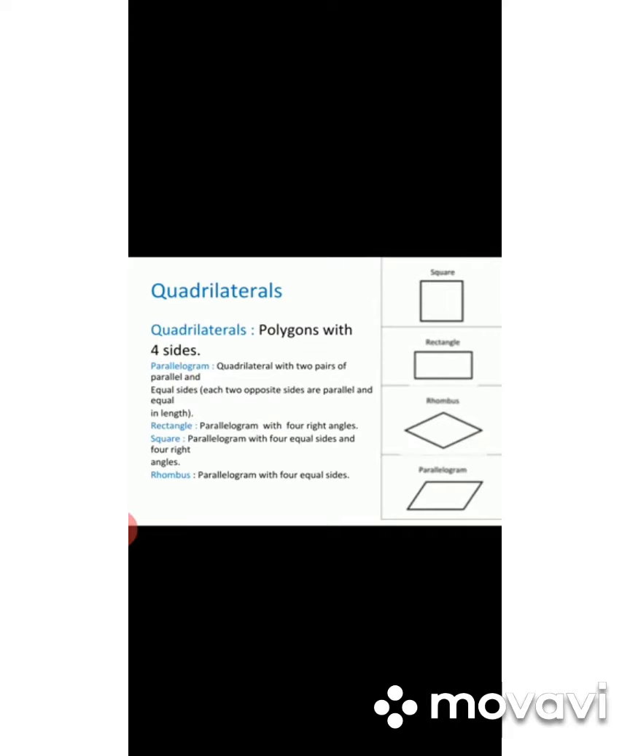Quadrilaterals. Quadrilaterals are polygons with four sides. The first quadrilateral we are revising now is the parallelogram. A parallelogram is a quadrilateral with two pairs of parallel sides, or each two opposite sides are parallel and equal in length. Look at this side and this side. They are opposite, equal in length and parallel. Also, this side and this side are parallel and equal in length. So a parallelogram is a quadrilateral with two pairs of parallel and equal sides.